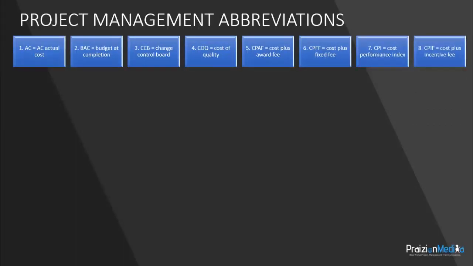CPIF, Cost Plus Incentive Fee. This is a contract type where the seller is paid reimbursable cost and also an incentive fee for completing certain objectives.